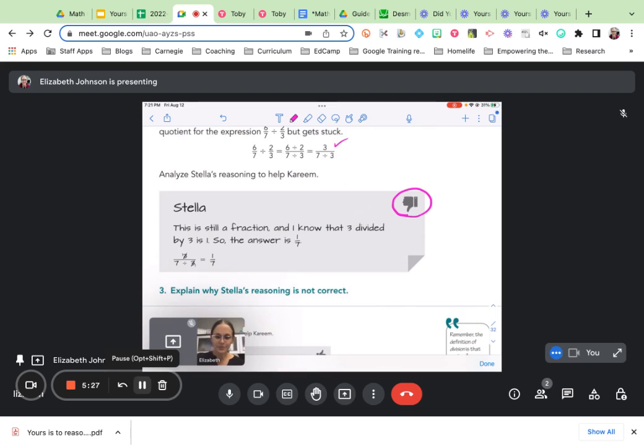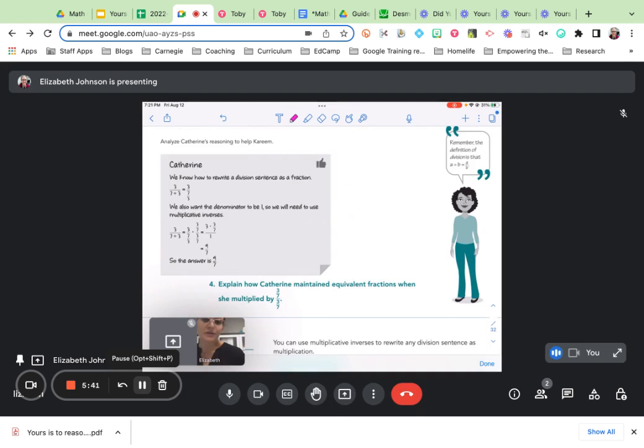The problem with Stella's reasoning is that she is treating these 3's as if they are common factors to the numerator and the denominator. But in fact, that's not the case here, because 3 is actually part of a quotient in the denominator. Now here's what Catherine said. Catherine's reasoning might seem more complicated, but it is correct.